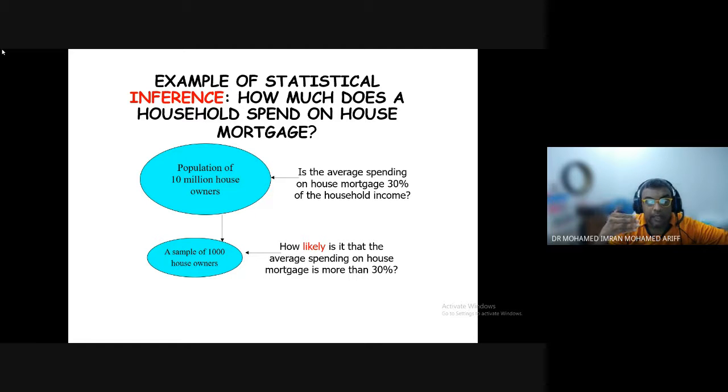So kita ambil sampel dia dalam 1,000 orang, 1,000 house owners, and we change the question, how likely is that the average spending on house mortgage is more than 30%? So if we are able to answer this question, yakni soalan bawah ni, maka we can say that kebanyakan orang akan spend more than 30% of their household income untuk membayar rumah. Okay, so this is where we do inference.